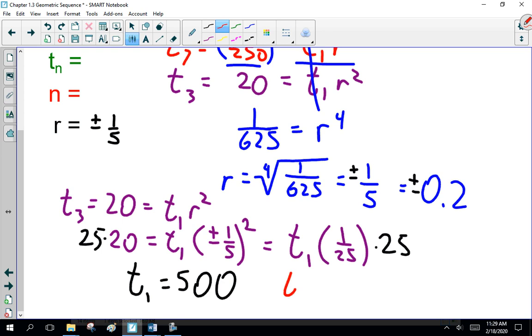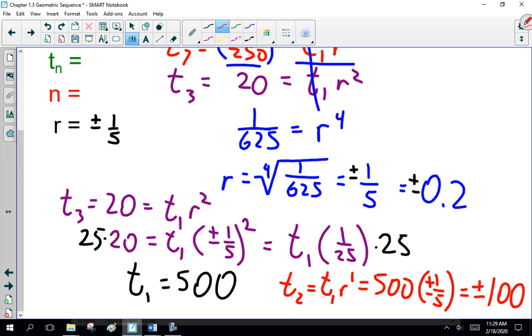I'm running out of space here. So T2 equals T1 r to the 1, which is 500 times plus or minus 1/5, which is, very good, plus or minus 100. All right, sort of kind of see that? 100 or minus 100. Not definitive. There's two possible answers. I take points off. Yeah, if you got it, go for it. Now, I'm going to stop here and let you start your classwork.